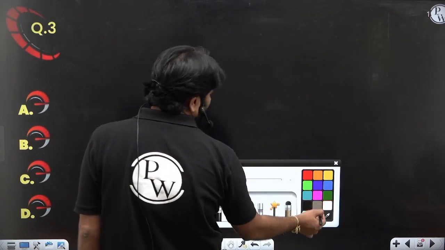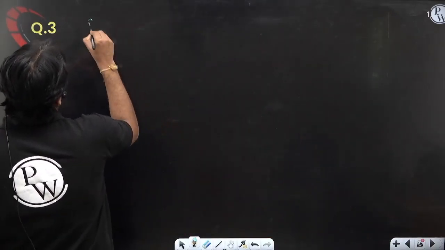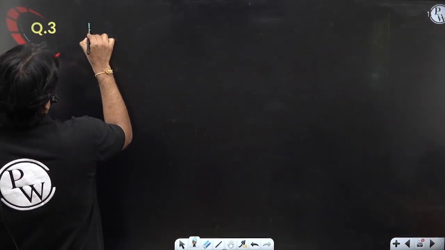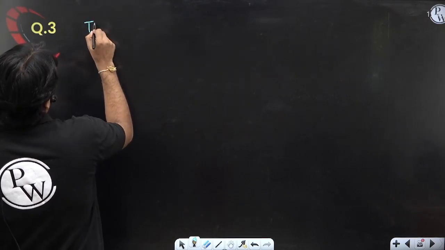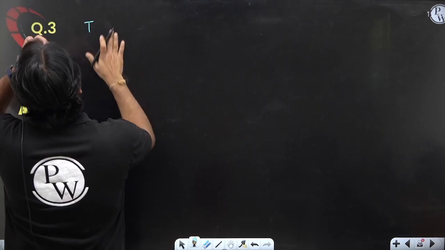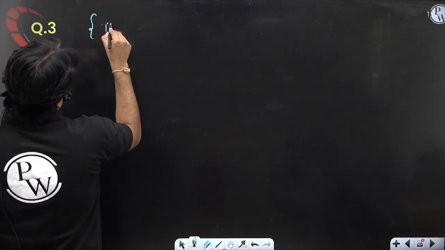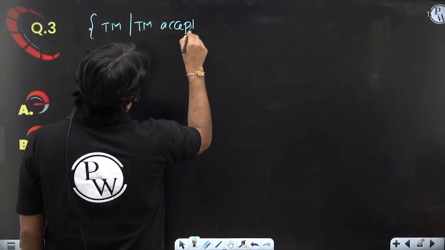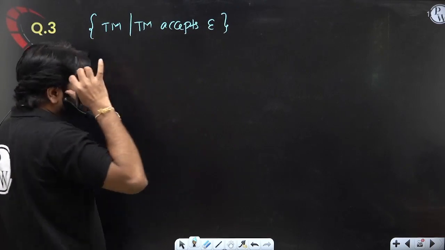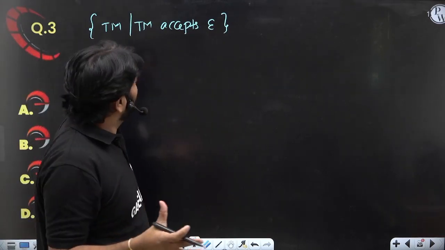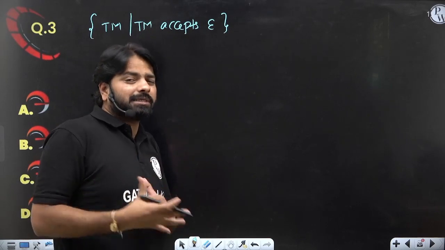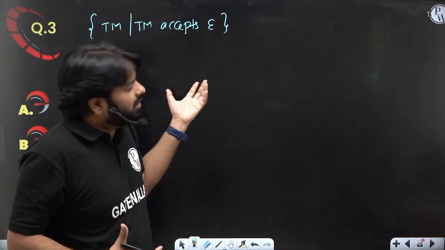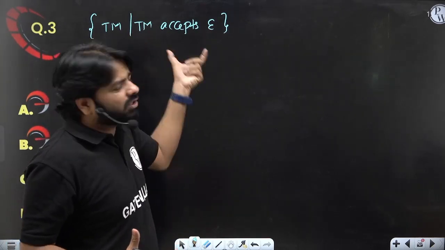Now a very famous problem. Let me write a statement first. Write a language: TM such that TM accepts epsilon. This belongs to one of the problems in the decision properties table. Whether TM accepts epsilon is called a membership problem, because you're talking about accepting a particular string. The string is given, the TM is given. So this is a membership problem.